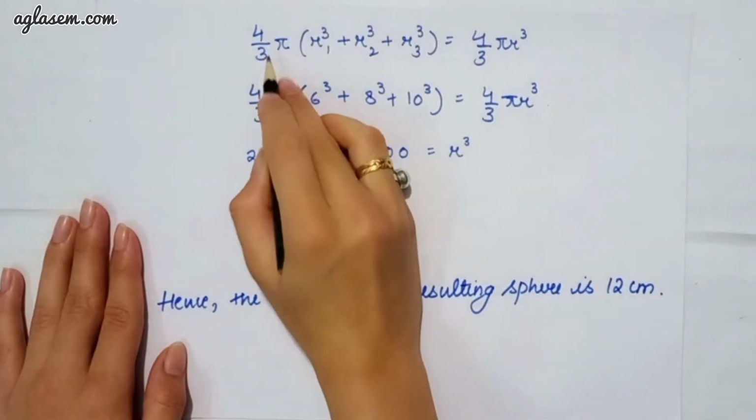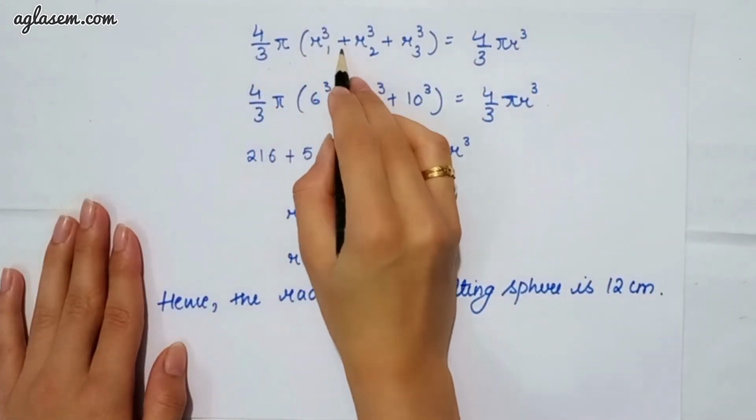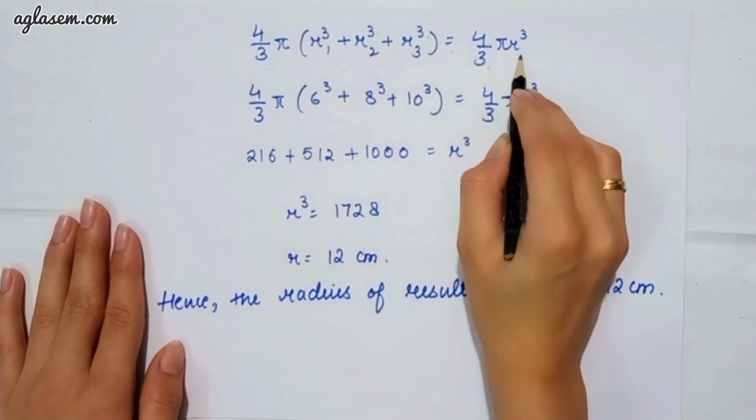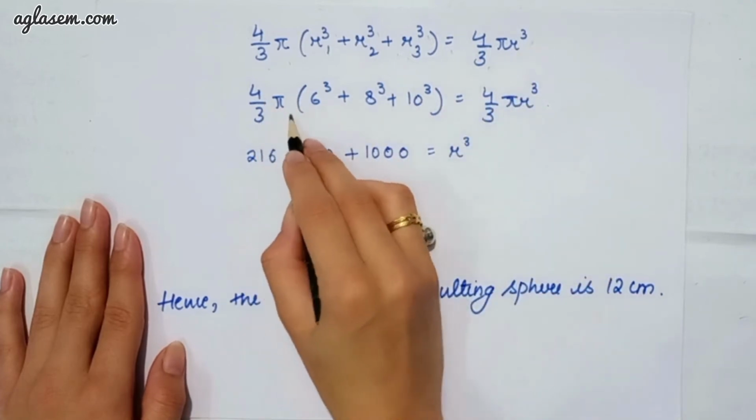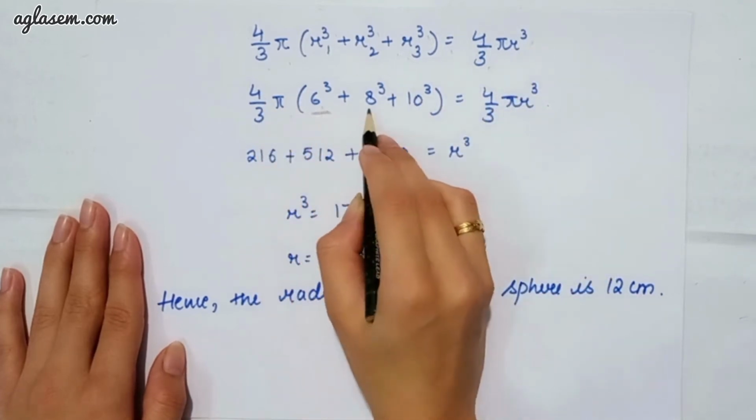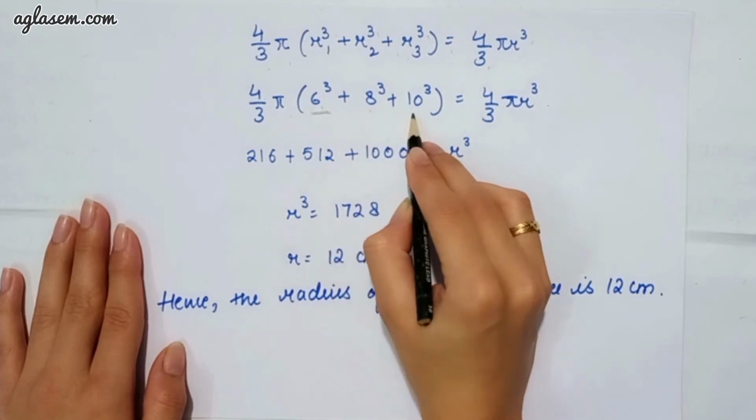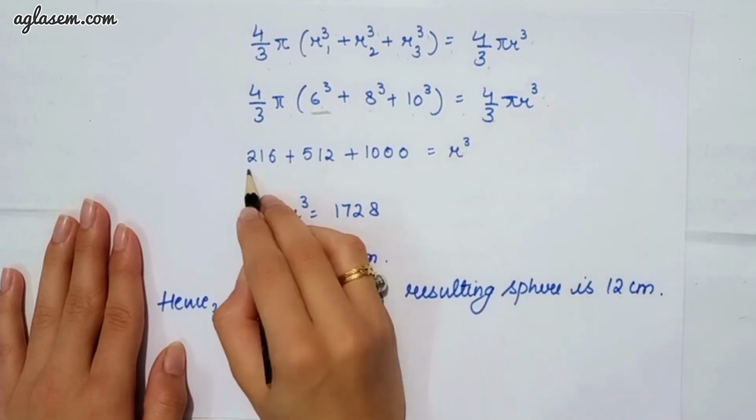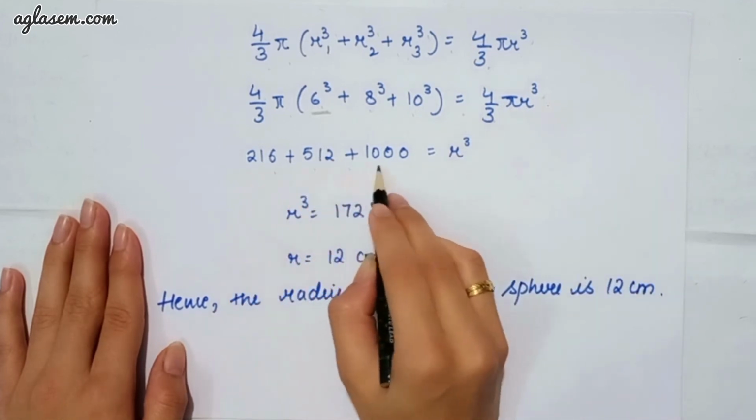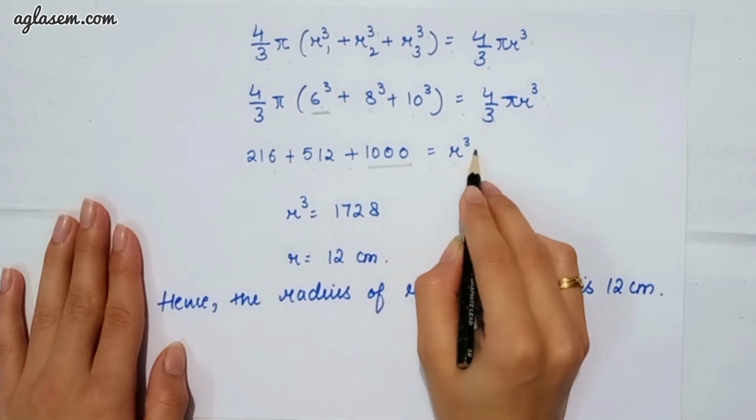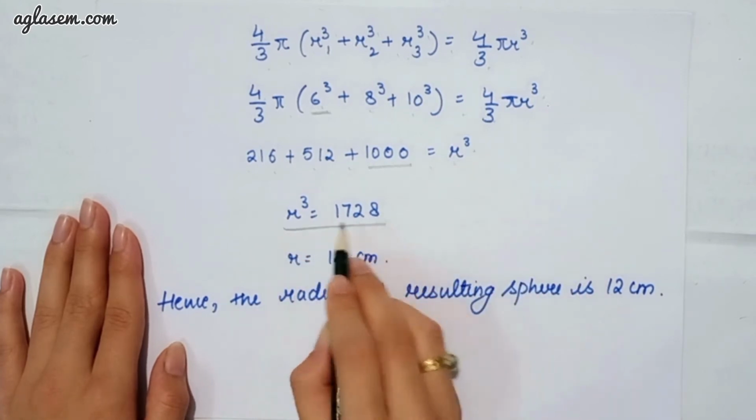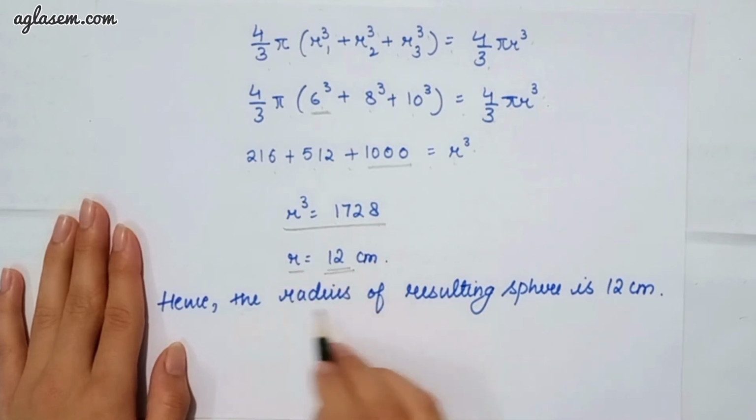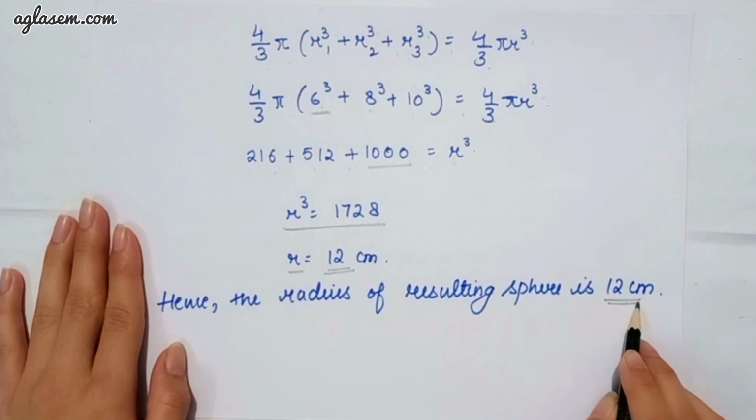Further, placing the values, 4 upon 3 pi into r1 cube plus r2 cube plus r3 cube is equal to 4 upon 3 pi r cube. So 4 upon 3 pi, r1 we have 6 cube, r2 we have 8 cube plus r3 we have 10 cube, is equal to 4 upon 3 pi r cube. 216 plus 512 plus 1000 is equal to r cube. So r cube we will find as 1728. So r is 12 centimeter. Therefore the radius of the resulting sphere is 12 centimeter.